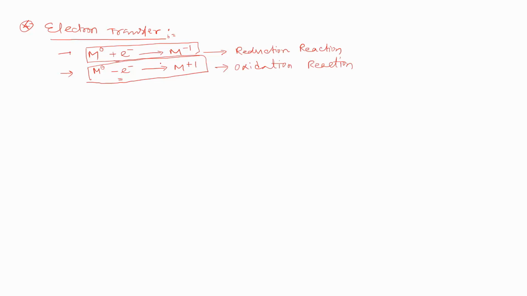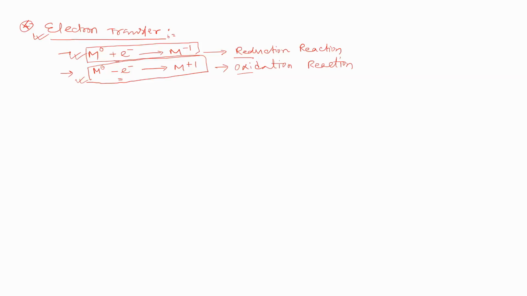So when we see the redox reaction in terms of the electron transfer, then we have to see where the electron is gaining and where the electron is losing. Where the electron is gaining, it is a reduction reaction. Where the electron is losing, it is an oxidation reaction.